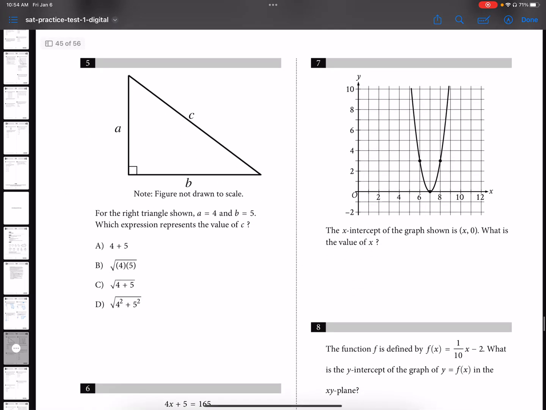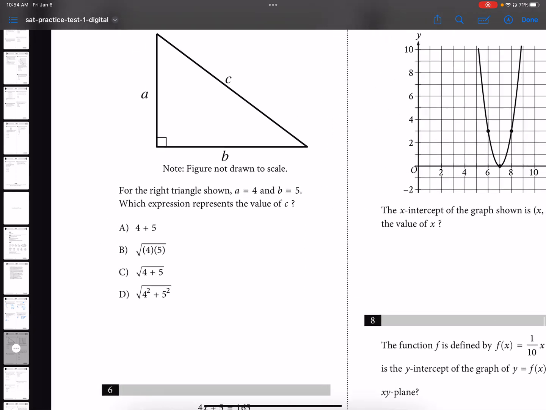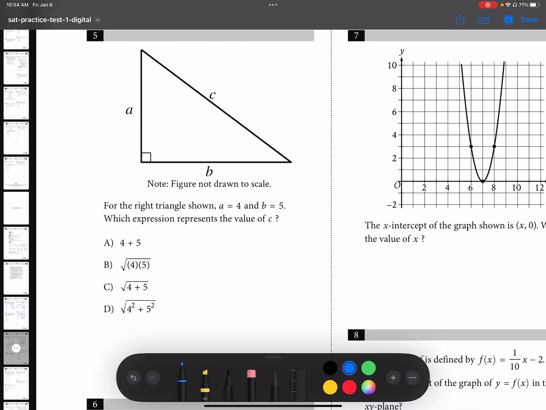Okay, number 5. For the right triangle shown, A is equal to 4, B is equal to 5. Which expressions represent the value of C? Okay, so we're given the A and B values, so we know that the Pythagorean theorem is A squared plus B squared is equal to C squared. And right now, we're asked to find the value of C.